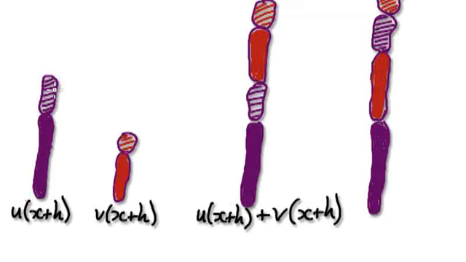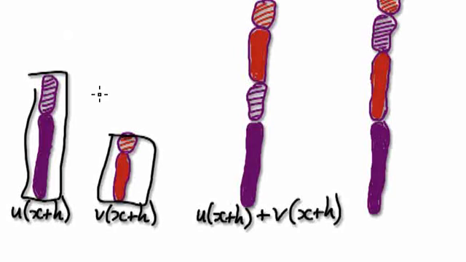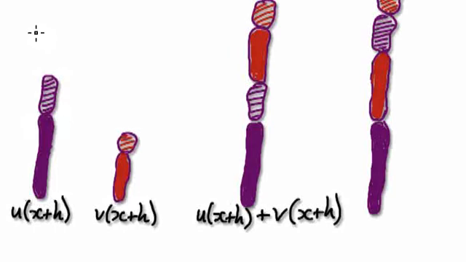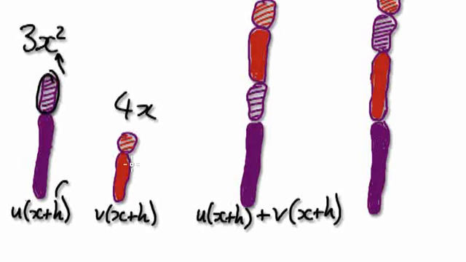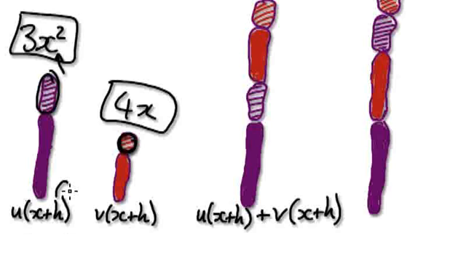Now, bear in mind that these two don't always have to be the same height. Let's say, for example, 3x squared and 4x. If you add a small h into here, this doesn't necessarily have to be the same height as this one here. They could be different depending on the function, depending on what's acting on the x.